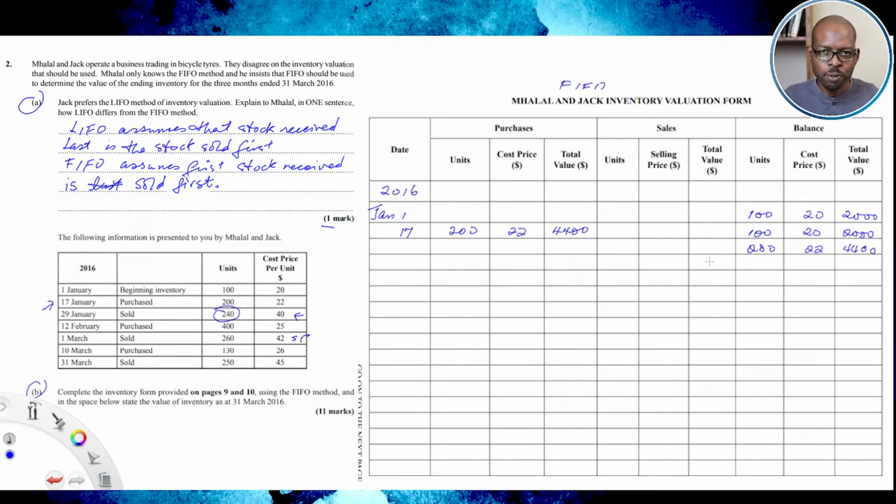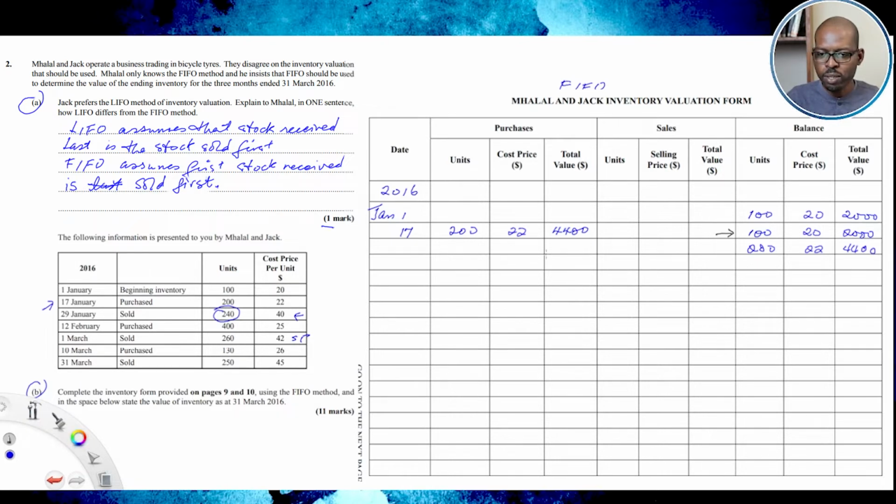Well, that is simple. Remember that we're doing FIFO, which means we assume that when there's a sale, we are pulling from the first stock that came in. What is the first stock that came in? First stock that came in is from the first, which is 100. So that's where we begin to pull our stock from.